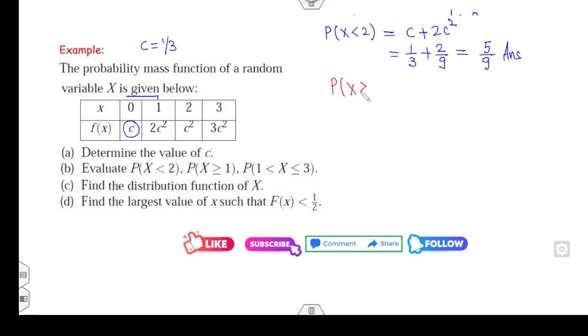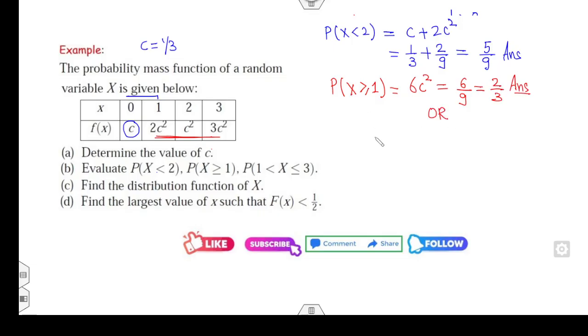Probability X greater than or equal to 1 means these three numbers, that is 6C square. C is 1 over 3, so it's 6 over 9. 2 over 3 is the right answer of the problem.